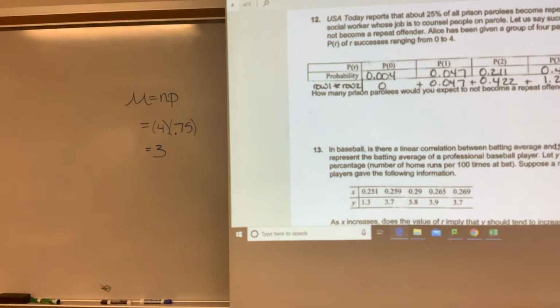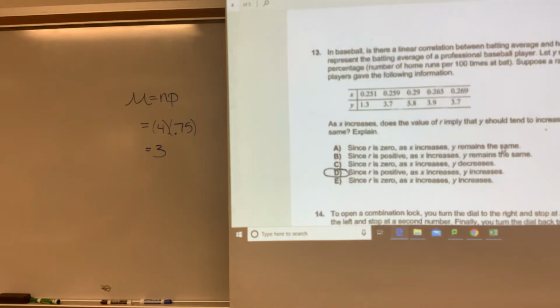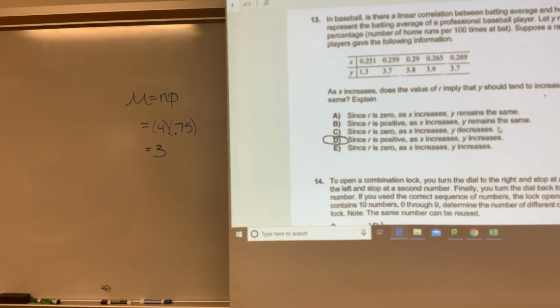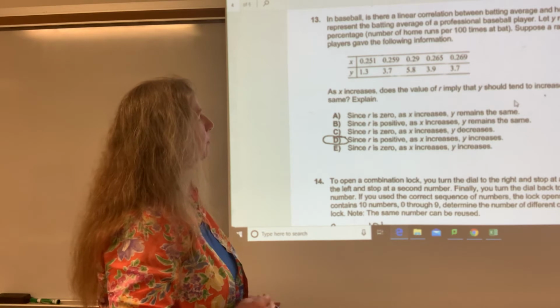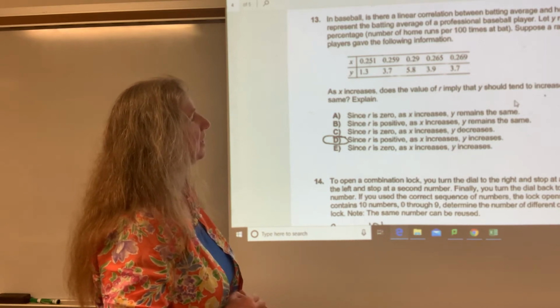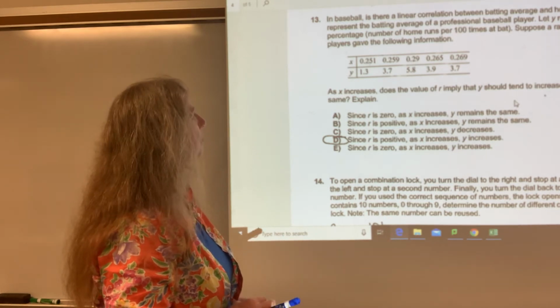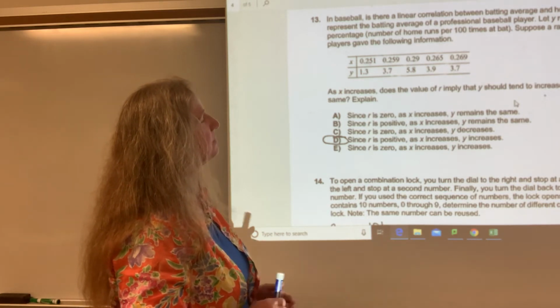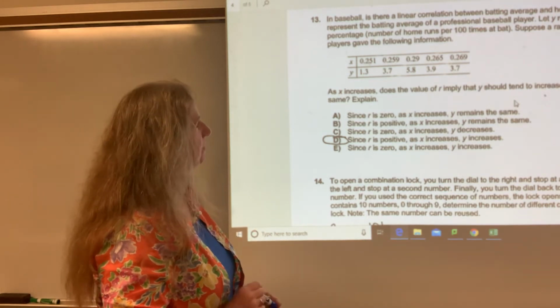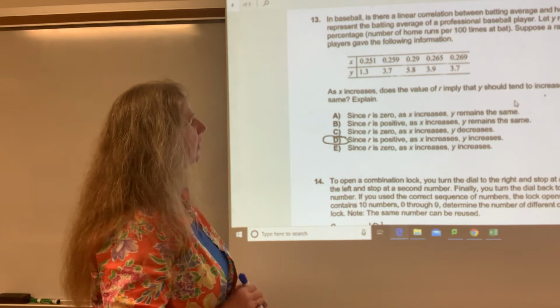Okay? All right, so in baseball, there is a linear correlation between batting averages and... is there a linear correlation between batting averages and home run percentages? Let X represent the batting average of a professional baseball player. Let Y represent the home run percentage, number of home runs per 100 times at bat. Suppose a random sample of baseball players gave the following information.